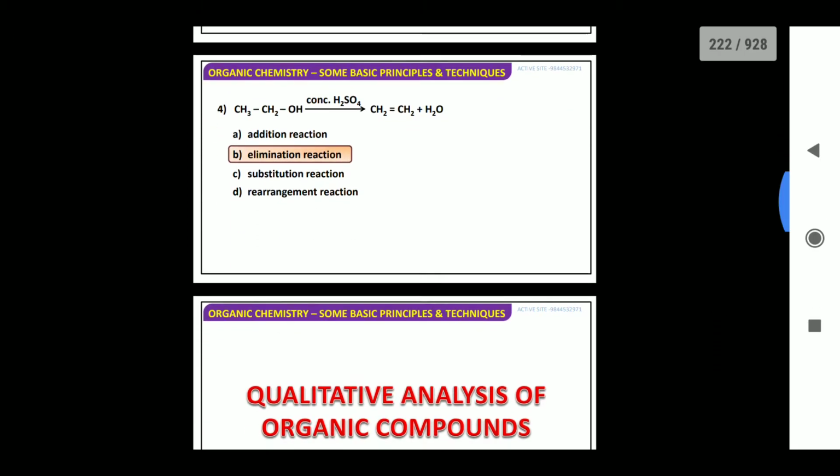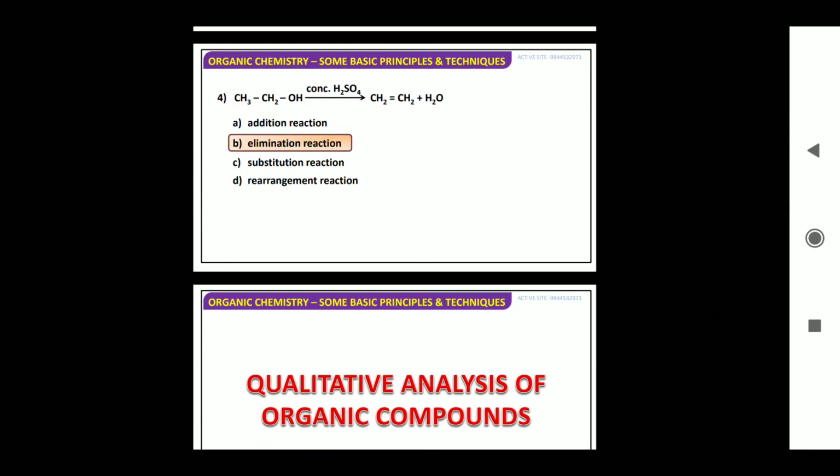Moving on to the next question, that is when ethanol reacts with sulfuric acid, it results in the formation of alkene. So from sp3 hybridized carbon it gets converted into sp2 hybridized carbon, and it results in the formation of water as a byproduct. So this kind of reaction is known as elimination reaction.